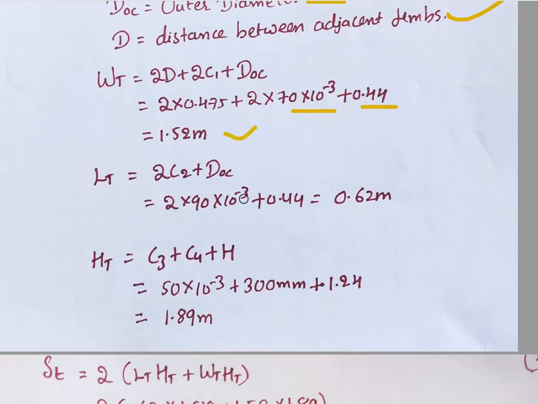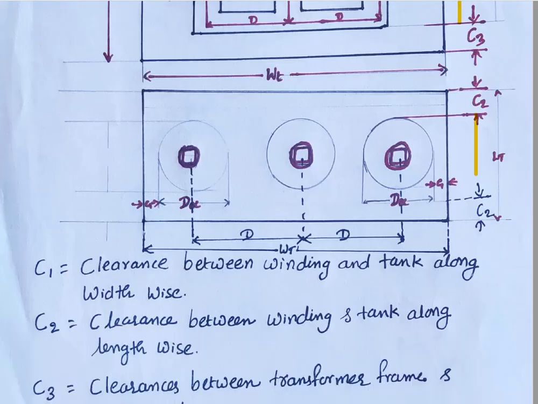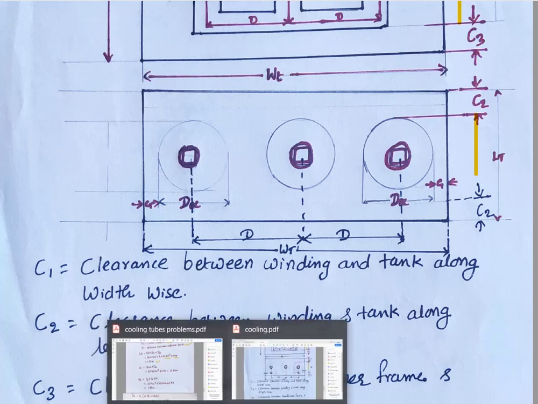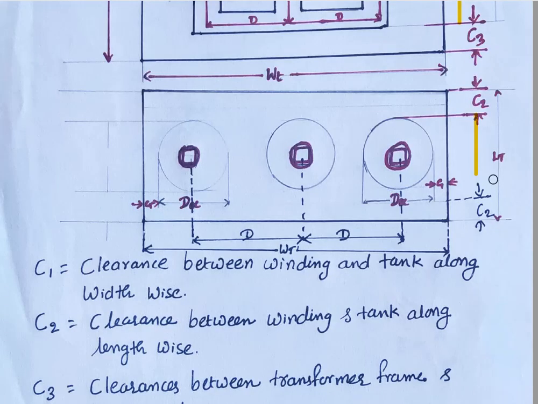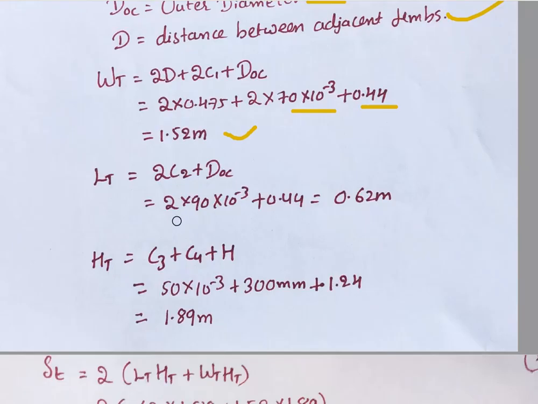And the length of the tank is 2C2 plus DOC. Here C2 and this C2 and this DOC, and here also it is the same. So C2 plus C2, 2C2, plus DOC. That we have been given here, right? By adding that you will get 0.62 meters.